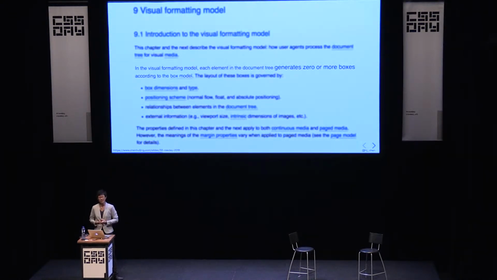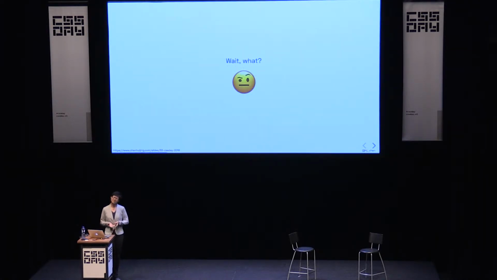CSS2 had expanded this formatting model, which is what we now know as the visual formatting model. This is the model that determines how user agents process the document tree for visual media. And one particular sentence in the specification stood out to me when I first read it. It read, in the visual formatting model, each element in the document tree generates 0 or more boxes according to the box model. How do you generate 0 boxes? That sentence out of context seems somewhat bizarre, but once I learned a bit more about how browsers worked, it started to make a little more sense.